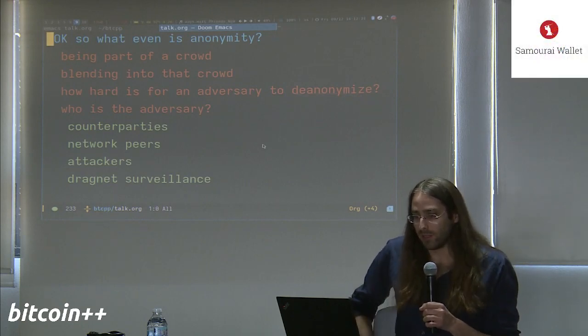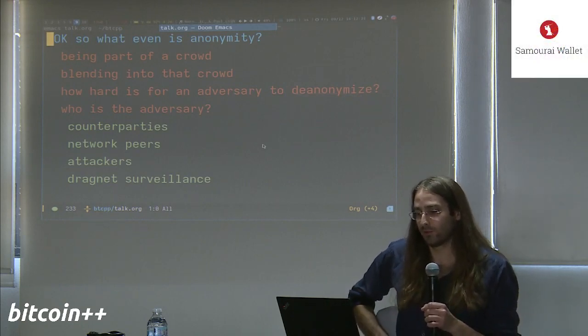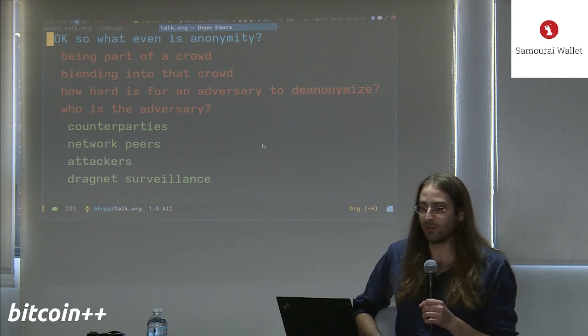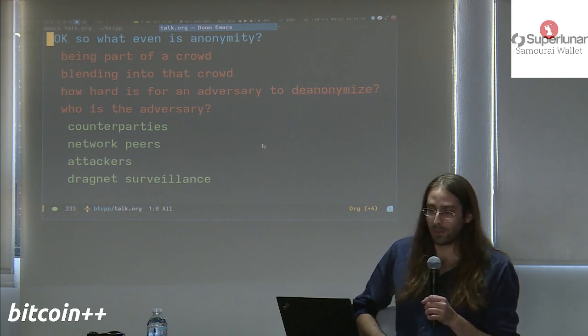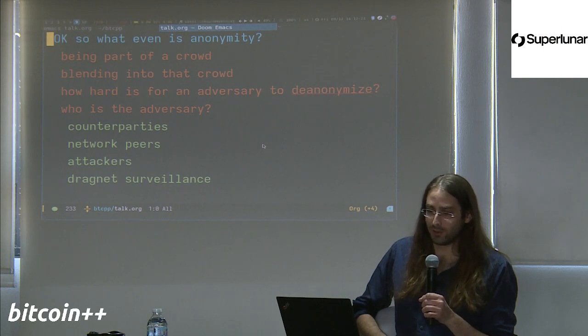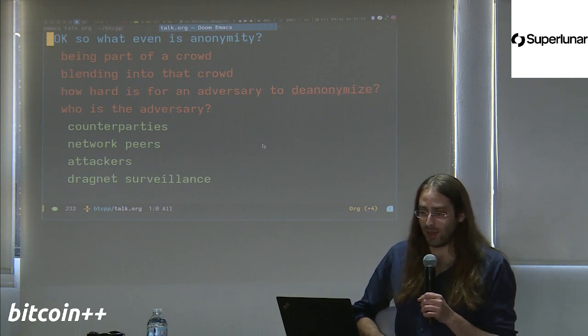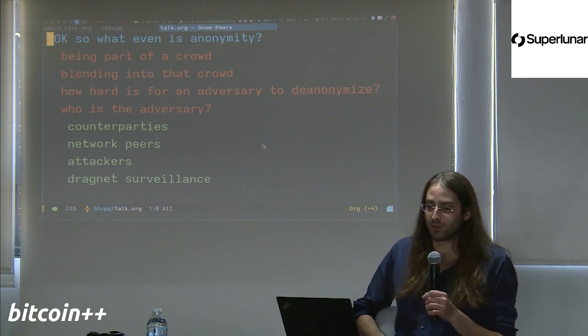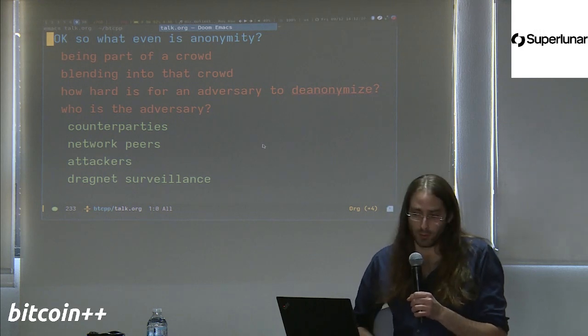What about anonymity? Typically in the literature, anonymity is defined in terms of how well you blend into a context, into a crowd of other individuals, other people, entities, if you're an organization.